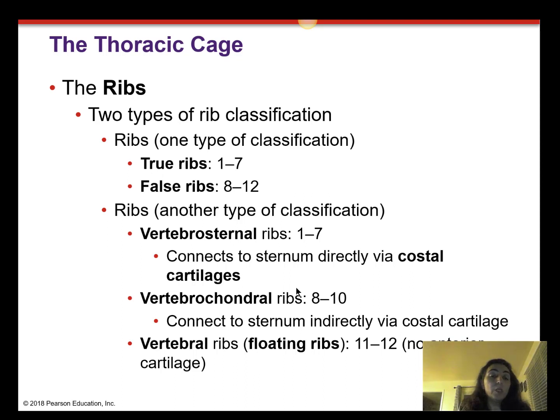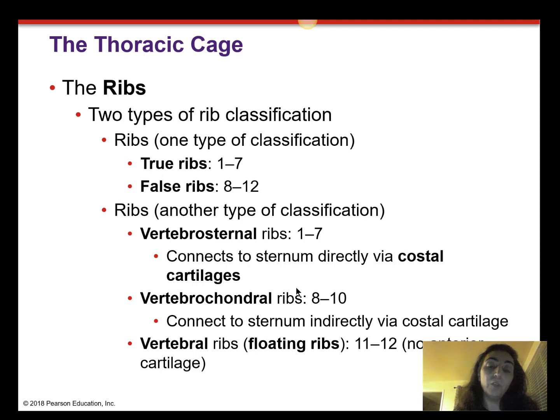Now for the thoracic cage, as we said, it includes the sternum and the ribs. So starting from the ribs, there are two types of rib classification that you need to know, both of them. The first type is dividing the ribs into the true ribs and the false ribs. We call the first 7 ribs, pairs 1 to 7, the true ribs, because they are connecting to the sternum directly. And the rest of them, pairs 8 to 12, are called false ribs because they are not connecting directly.